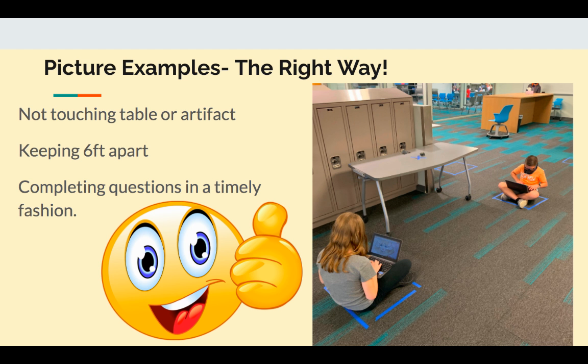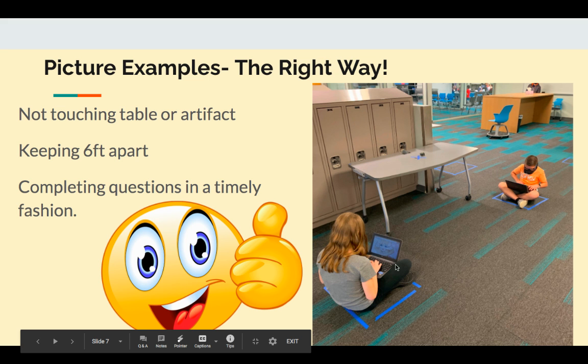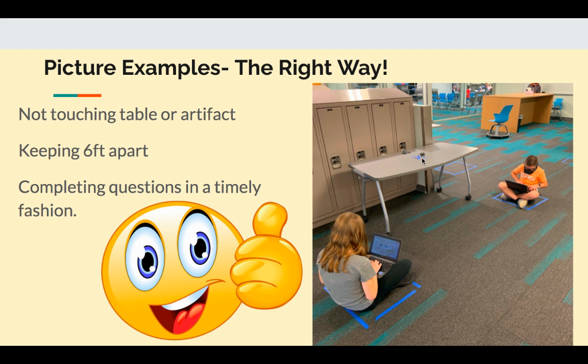So here's a picture of 2 students who are doing this artifact examination the right way. They are the requisite 6 feet apart. They are watching and completing the questions in a timely fashion. And most importantly, they're not touching the table with the tiny artifacts on it. They're not putting their Chromebook up on the table to type. They're keeping their Chromebook in their lap. That's how it's supposed to be done.